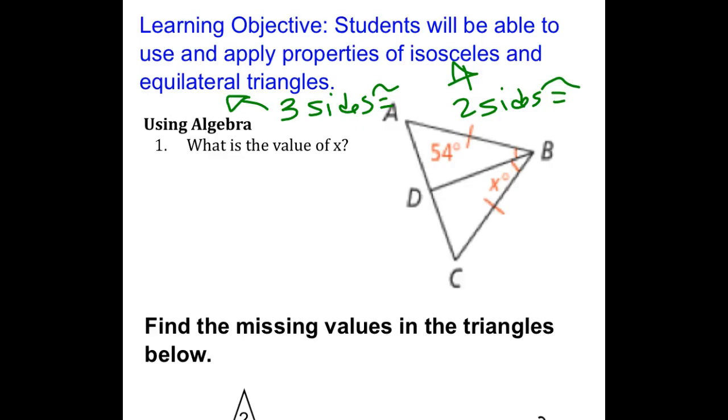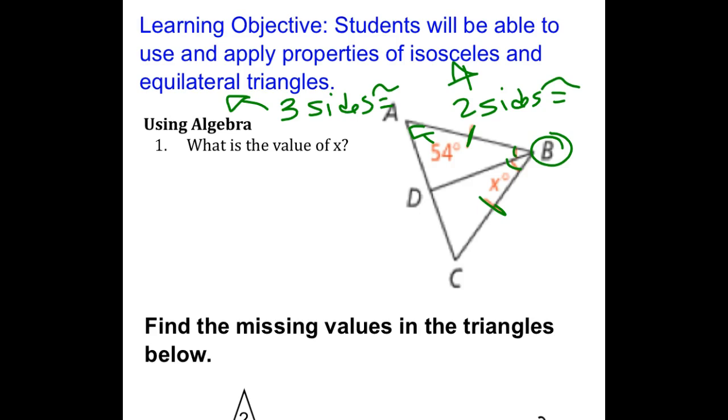So, we're supposed to start this problem by trying to find the value of x. We're given 54 degrees in this picture, and we're given some congruent marks here and there. Now this 54 degrees is referring back to that angle A. It's kind of hard to tell that. So if you notice, this is an isosceles triangle. AB and BC are congruent. And up here at angle B, you can see it's bisected.